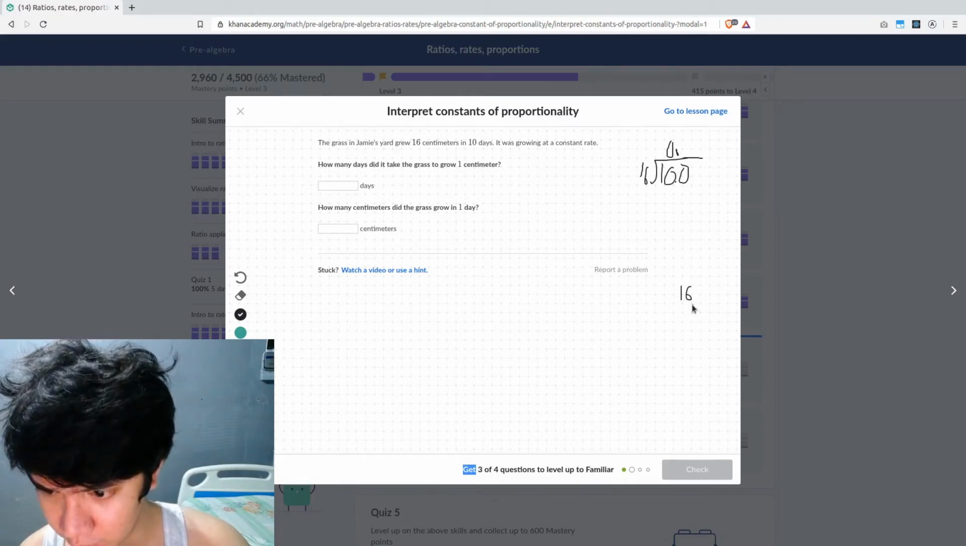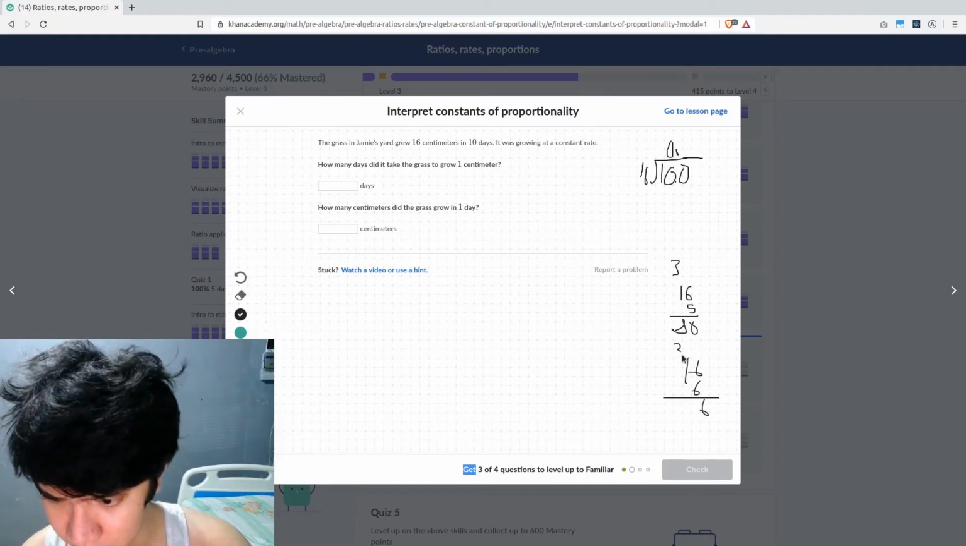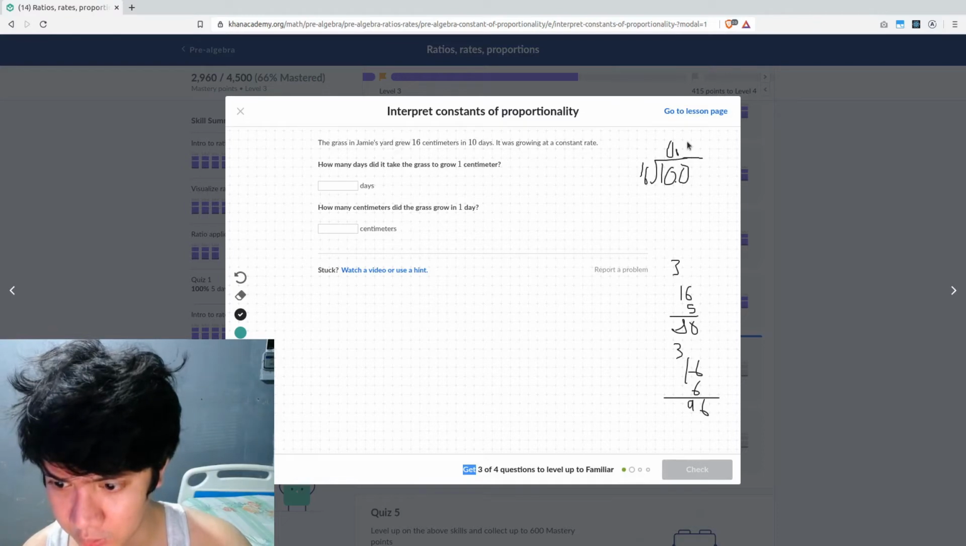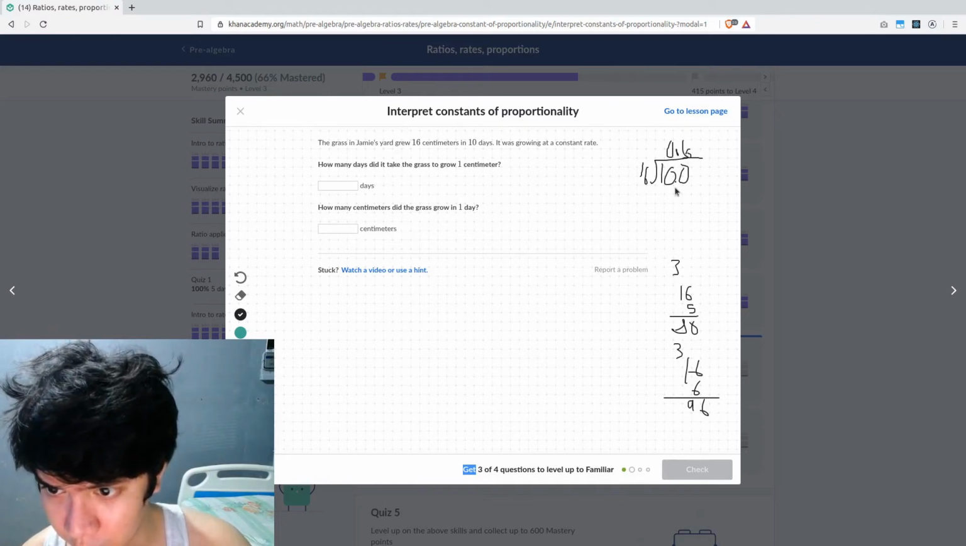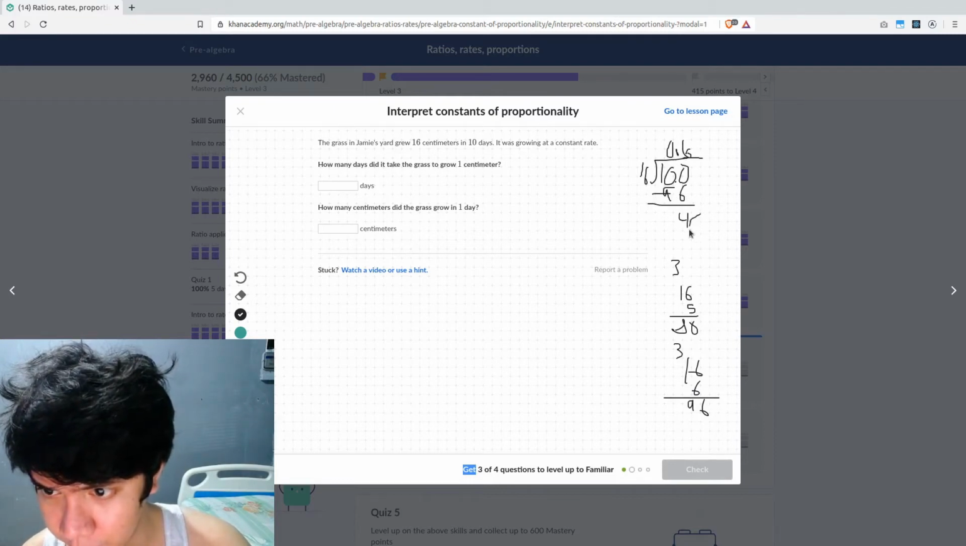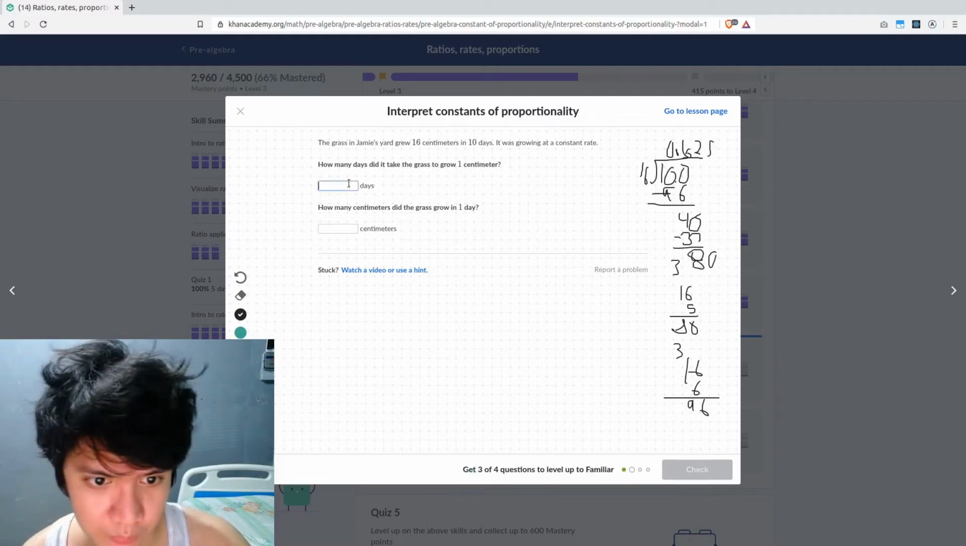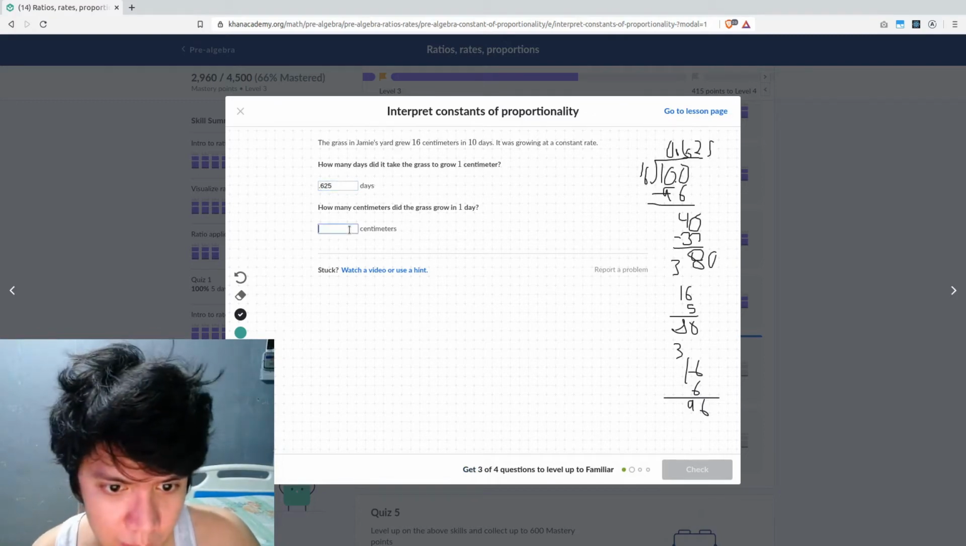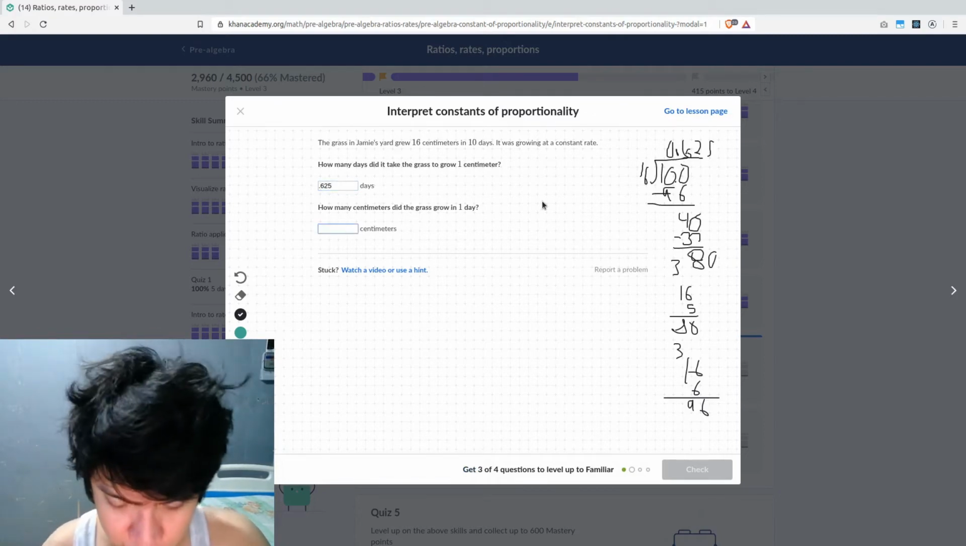What about 5/16? We have 33, 8. Okay, we can do one more. So 16 times 6, 36, 3, 6, 96. So we can do 6 and then 96. And then we will have it 4 and then 0. We can do 32. And then 8. 0.625 days. How many centimeters did the grass grow in one day? 1.6.